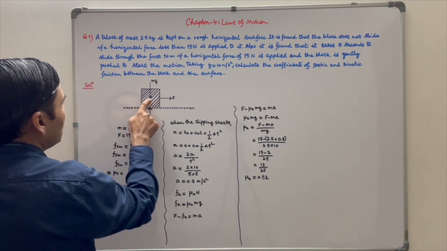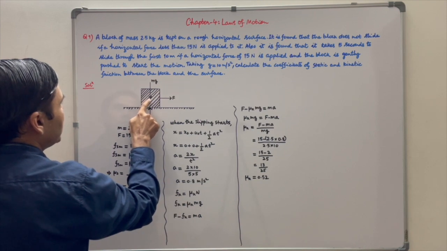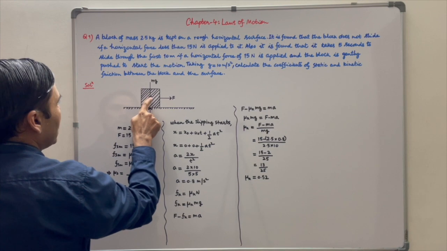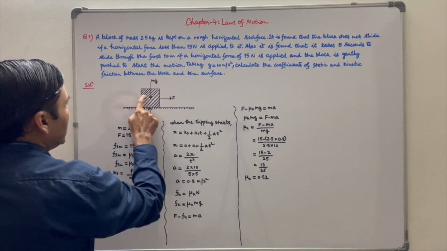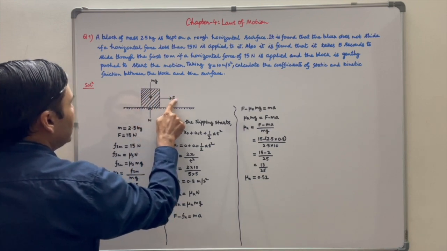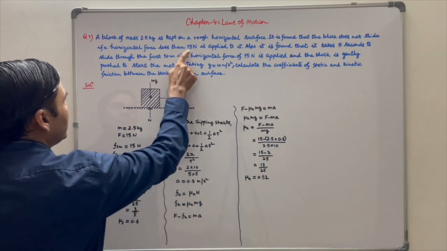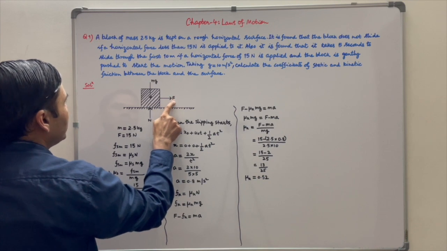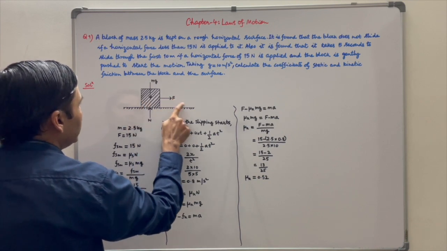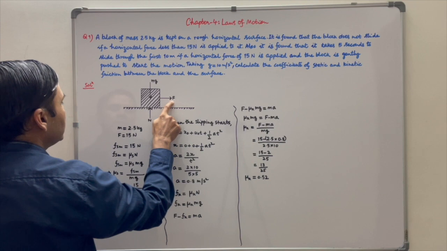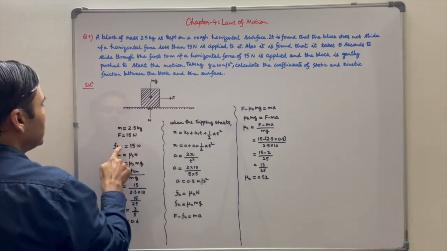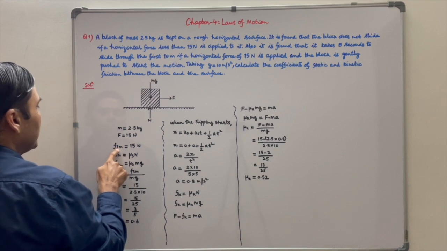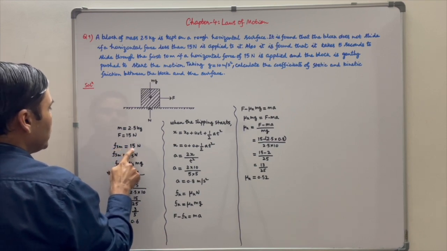This block is kept on a rough surface. Its weight works vertically downwards at its geometrical center. N is the normal reaction by the surface on this block. This block is pulled by a horizontal force F. It is given that when F is less than 15 Newton, this block doesn't move. When F is equal to 15 Newton, this block starts sliding. That means 15 Newton is limiting friction. We represent it by Fsm, that is maximum static friction. So Fsm = 15 Newton.